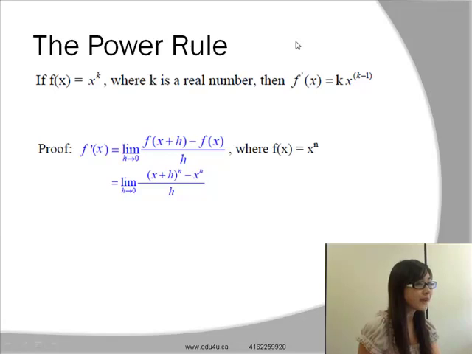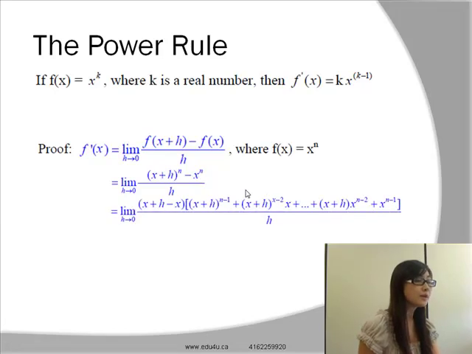Once again, we start out with the same equation. Next, we have f of x equal to x to the power of n. Therefore, we replace f of x plus h by x plus h to the power of n, and we replace f of x by x to the power of n.